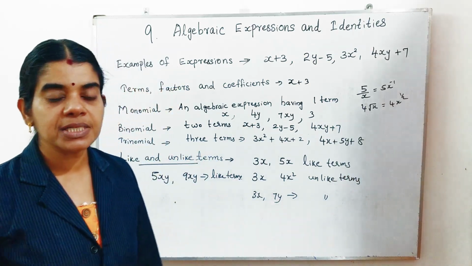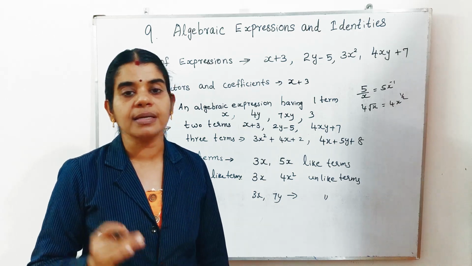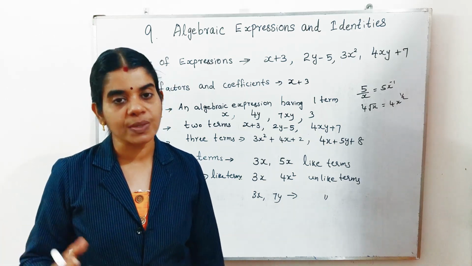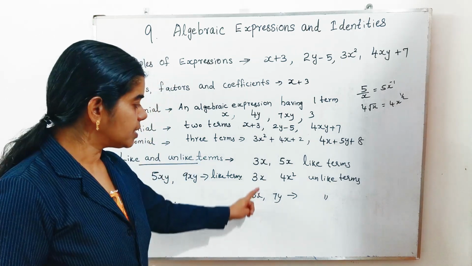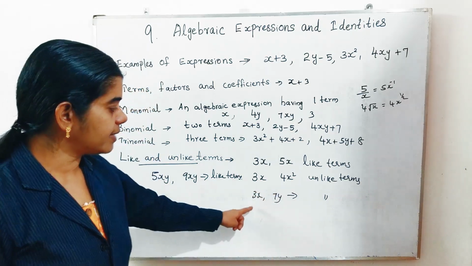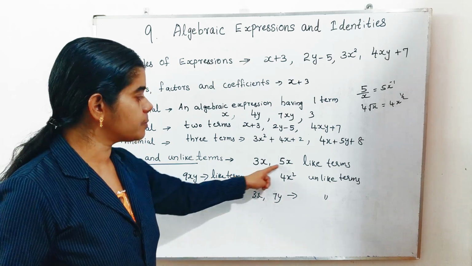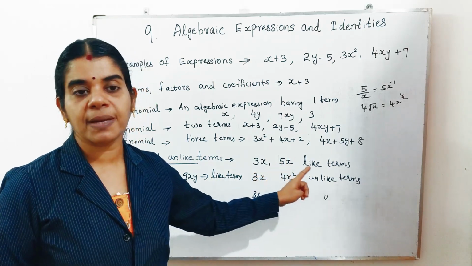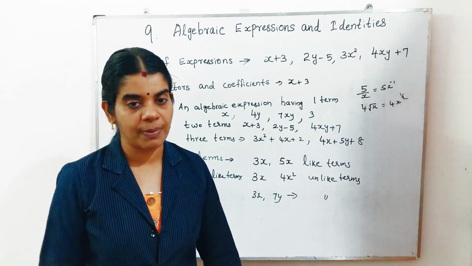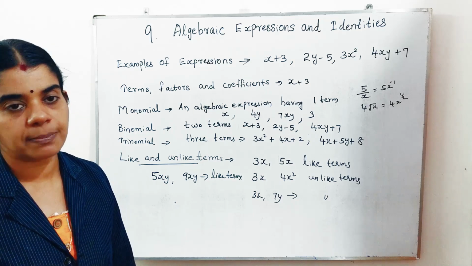For addition and subtraction of algebraic expressions, you can add or subtract only like terms. Suppose 3x and 4x square, we can't add. 3x plus 7y is not possible. But 3x plus 5x, you can add 3 plus 5, 8, so 8x. So only like terms can be added and subtracted.